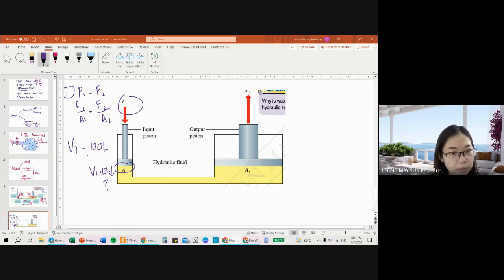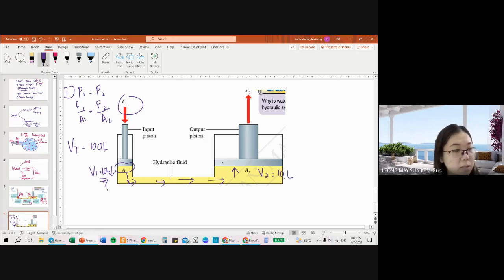I repeat, the total volume of the whole entire system is actually 100 liter. So F1 pressed down at area A1, it actually pressed down 10 liter. So where did this 10 liter go to? The 10 liter will actually flow to the other side. And when it flows to the other side, this piston of A2 can be moved. So it will actually push up with a volume of 10 liter.